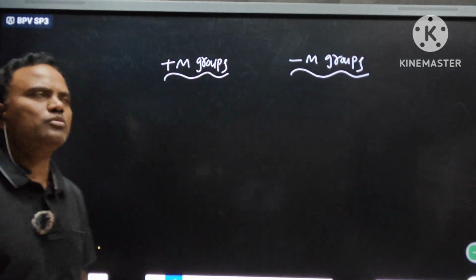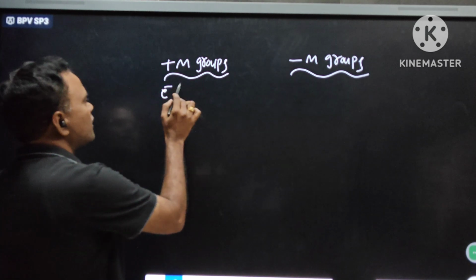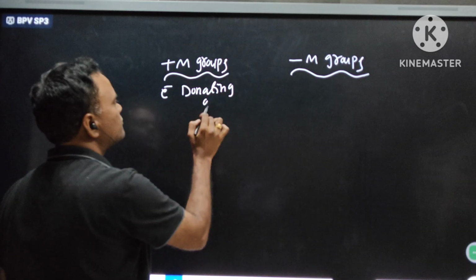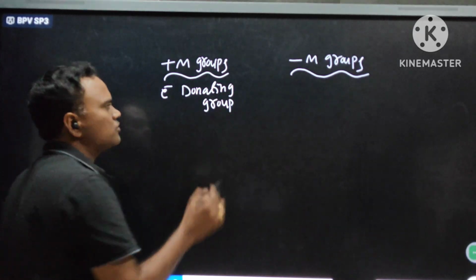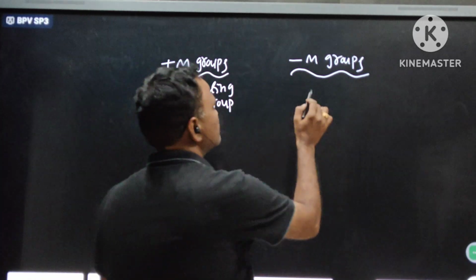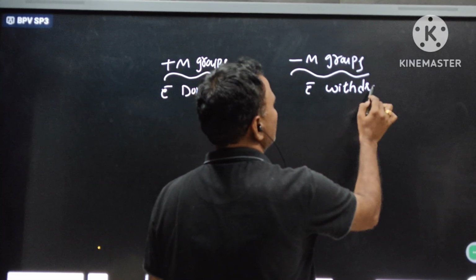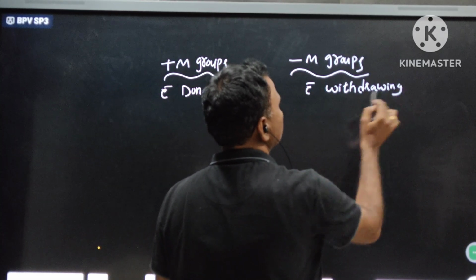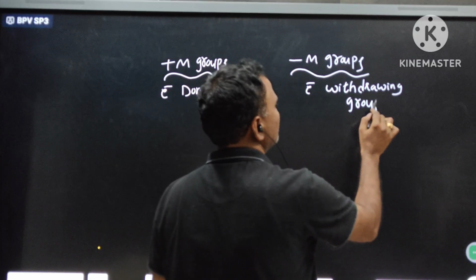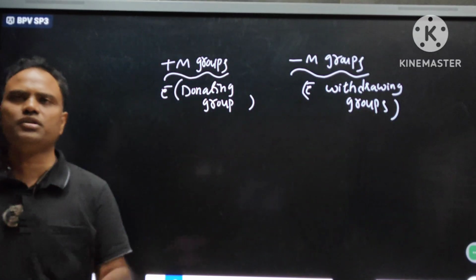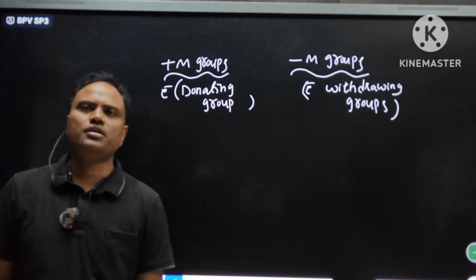What are plus M groups? Electron donating groups. Minus M groups are electron withdrawing groups. In the phenols chapter, acidic nature questions are very important. That's why I am particularly explaining this.